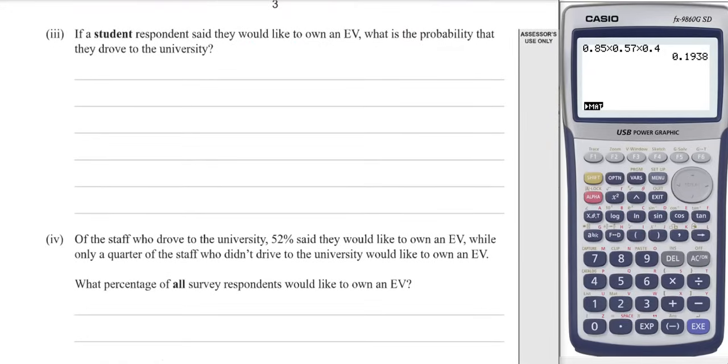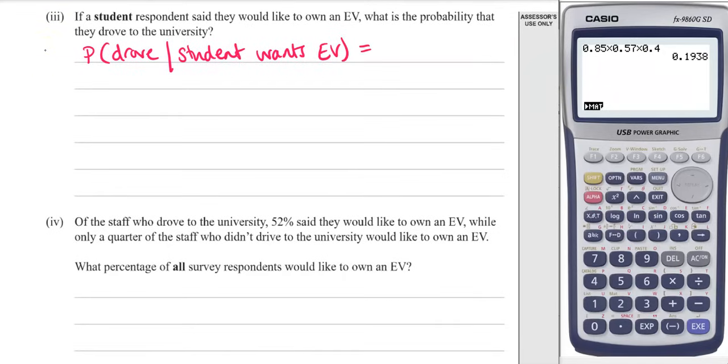Okay, if a student said that they would like to own an EV, what is the probability that they drove? So let's write down what that is. The probability that they drove, if we already know it's a student who wants an EV. So this is a conditional probability. What we do with conditional probability is restrict our view to only consider the condition that has been applied at the beginning. So a student that wants to own an EV is our condition. We're only considering those students. So the probability of getting a student that wants an EV.